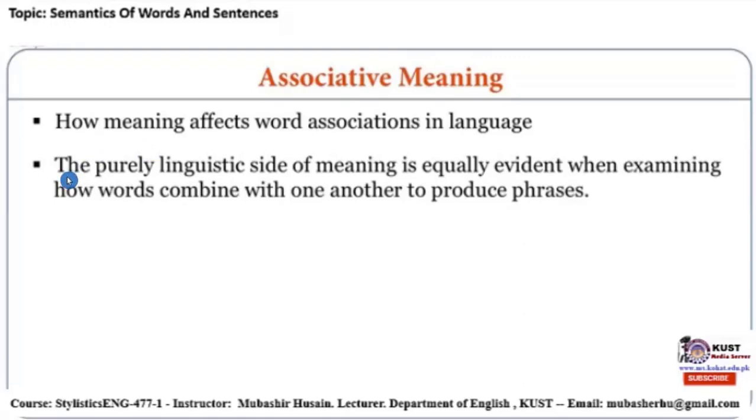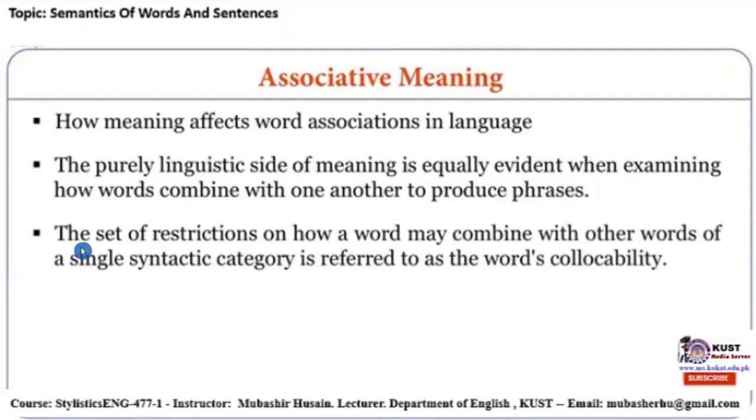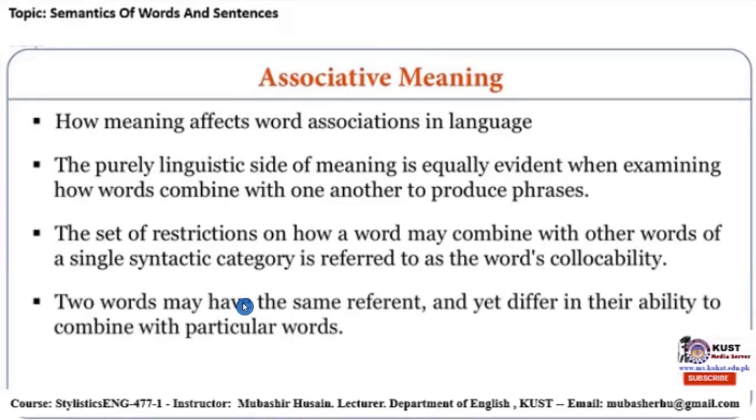The purely linguistic side of meaning is equally evident when examining how words combine with one another to produce phrases. The set of restrictions on how a word may combine with other words of a single syntactic category is referred to as word collocability. Two words may have the same referent yet differ in their ability to combine with particular words.